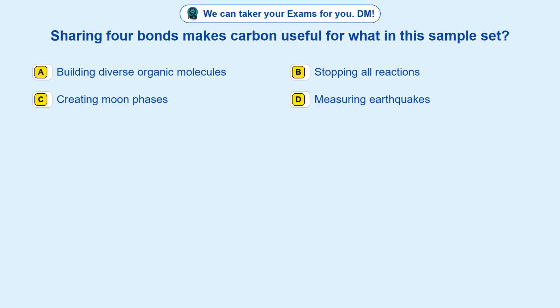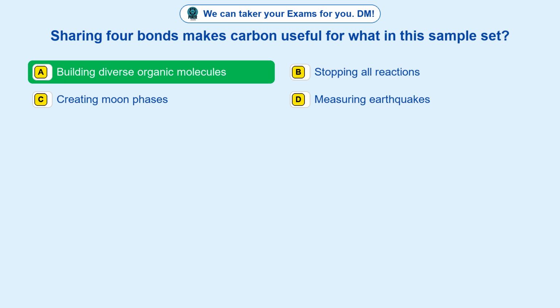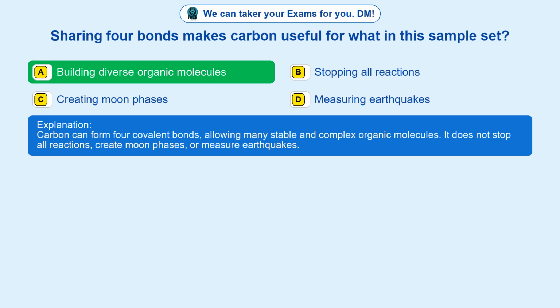Question 52. Sharing 4 bonds makes carbon useful for what in the sample set? Option A, building diverse organic molecules. Option B, stopping all reactions. Option C, creating moon phases. Option D, measuring earthquakes. The correct answer is option A. Building diverse organic molecules. Carbon can form 4 covalent bonds, allowing many stable and complex organic molecules. It does not stop all reactions, create moon phases, or measure earthquakes.